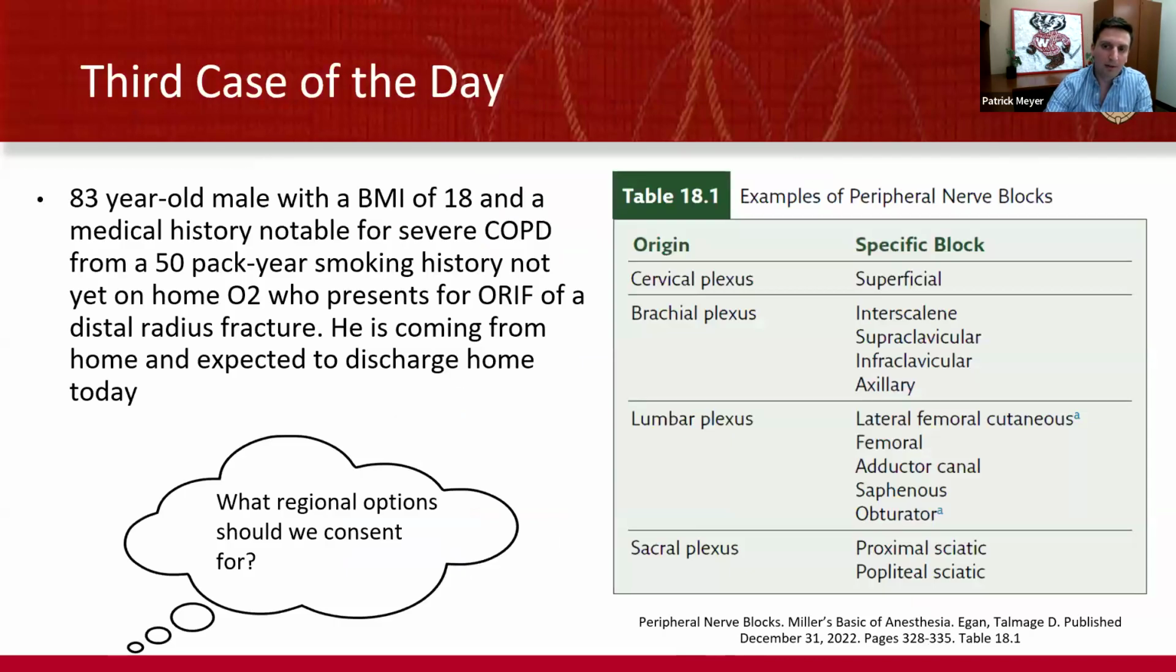So let's go back to our third case here. We got an 83-year-old guy. He's little. He's a smoker. Lungs don't work great. He's got to go home today. Okay. So what regional options should we consent for?